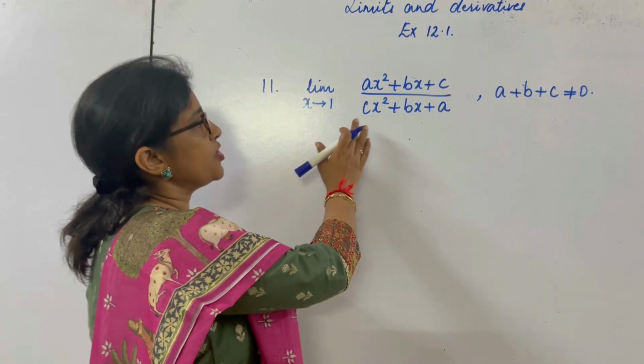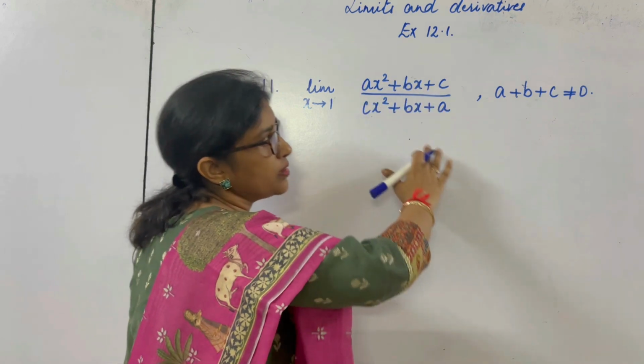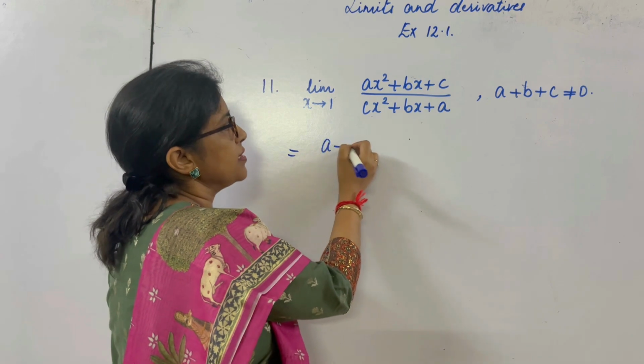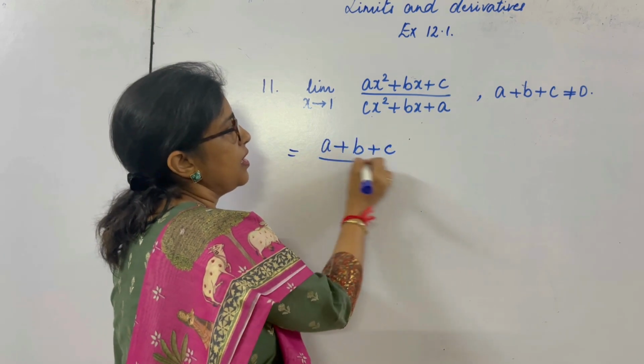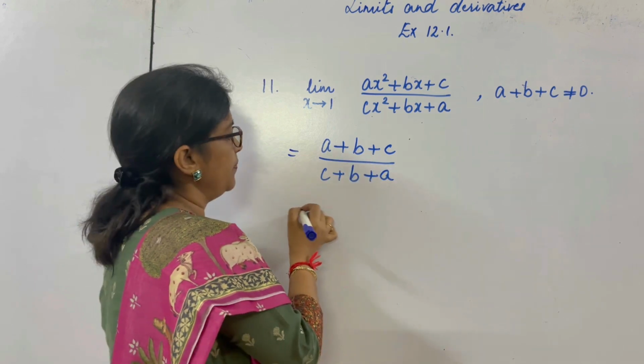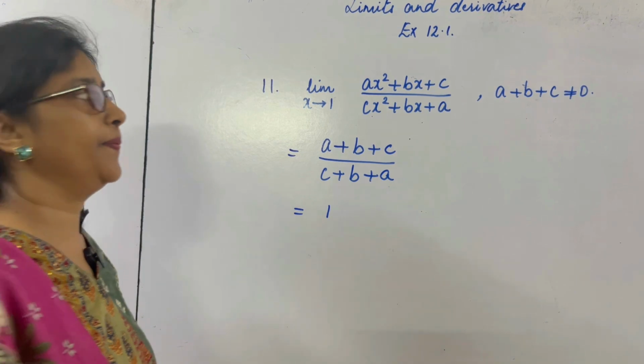Okay, to the next question, as we see, if we substitute the limiting value 1, neither the numerator nor the denominator becomes 0. It is not 0/0 form. You can directly substitute x as 1. And since both the terms are the same, it can be cancelled. The limiting value is 1.